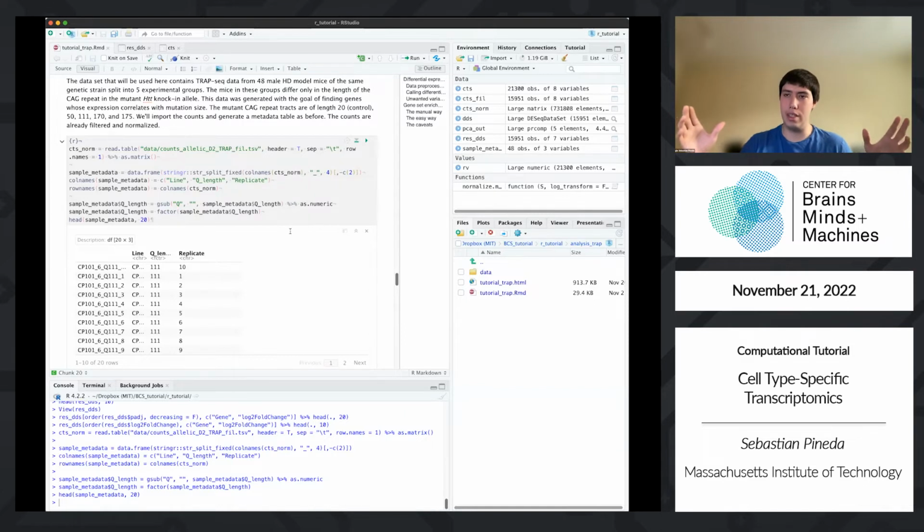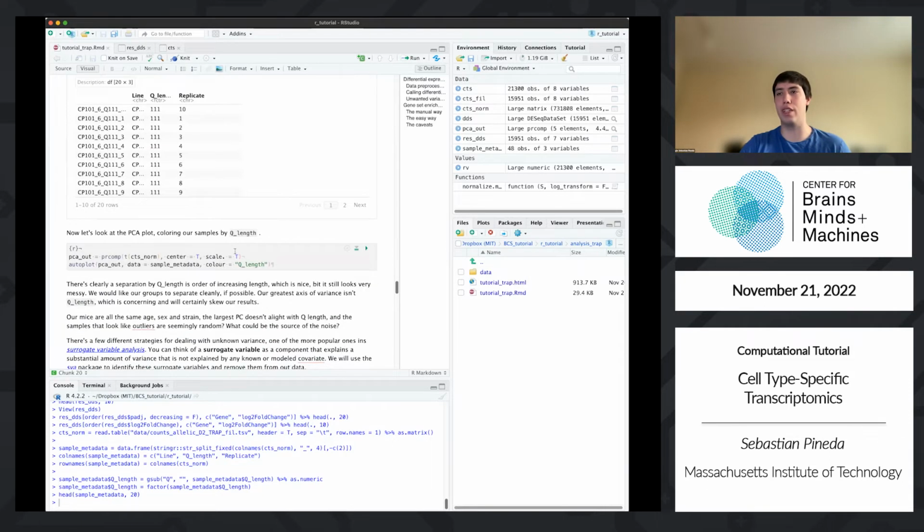So we have a mouse model that is an allelic series. Basically, we have a control mouse that has 20 Qs, and then we have these expanded alleles in these various mouse lines. So we have mice with 50 Qs, 111 Qs, 175 Qs, and with a trap on all of these. So we can do a different type of analysis with this data.